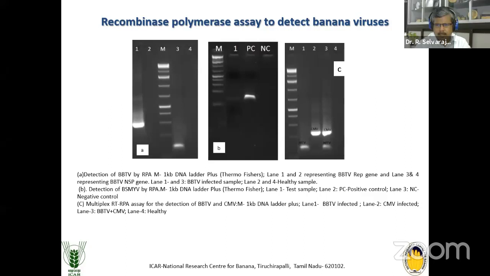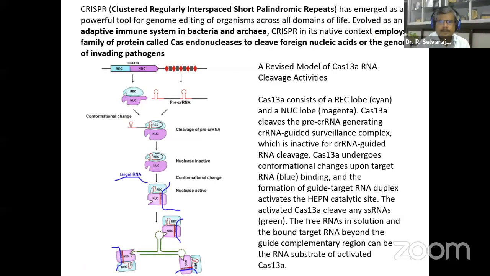So we thought these two viruses could be detected, and we are going to convert this into a lateral flow device, RPA followed by lateral flow device using CRISPR. We are attempting. We will be coming soon with the lateral flow for BBTV and CMV with the nucleic acid. So all of you know about CRISPR, all we talk about is CRISPR, genome editing. Not only biotechnologists but also pathologists, everyone talks about this CRISPR.